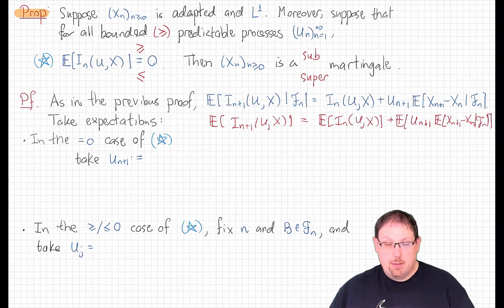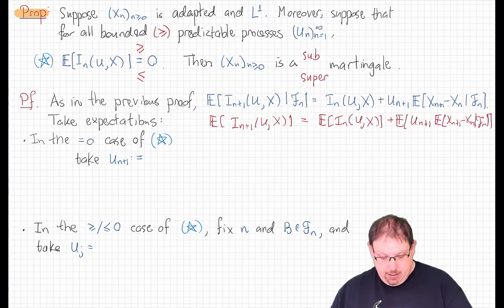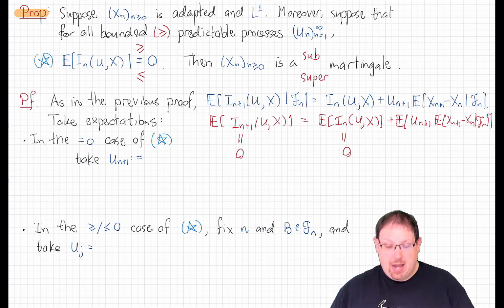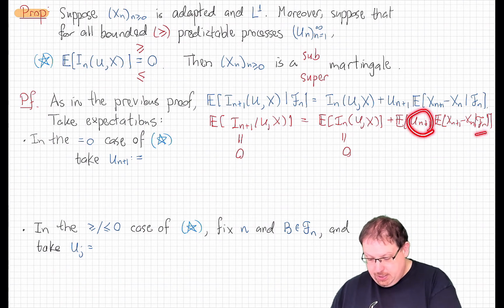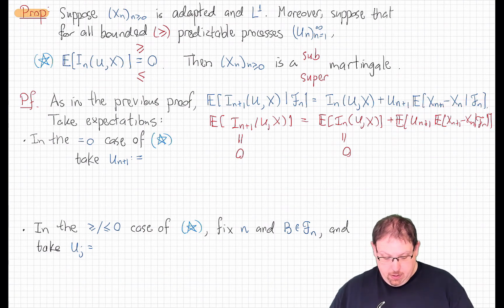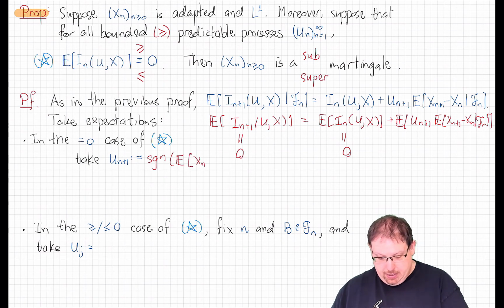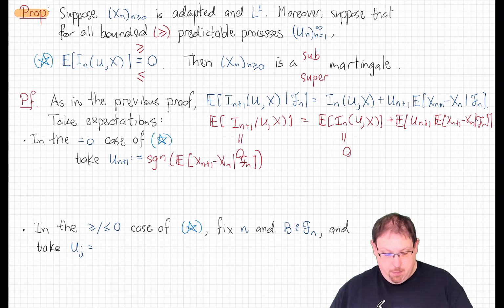Now, if we are looking at the martingale case, if we assume that this is equal to 0 for every n, that means that both of these two terms here are equal to 0. And so what that tells us is that for every bounded predictable process Un, this expected value here is 0. So we can take a particular Un+1 there to make this a helpful statement. If we take Un+1 to be the signum of that term in there, the conditional expectation of Xn+1 minus Xn given Fn, well, notice that that is a bounded process. Signums are between -1 and 1. And because this random variable is Fn measurable, that shows that u is a predictable process.